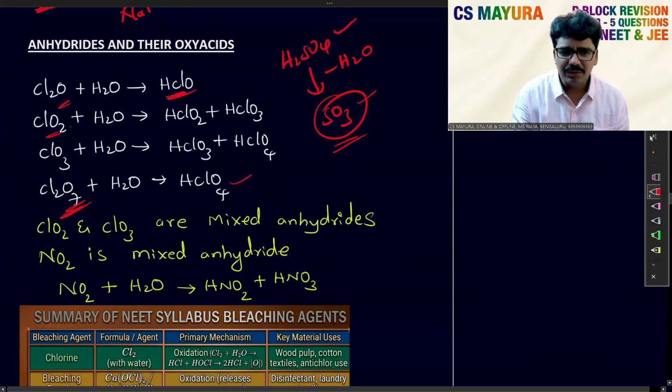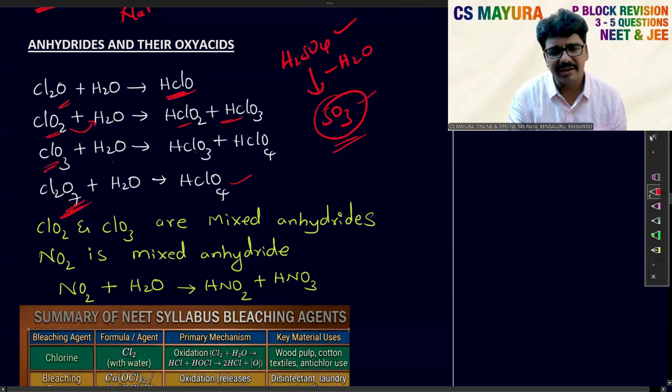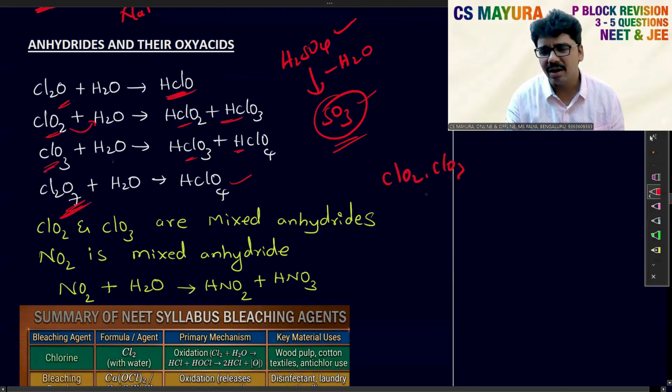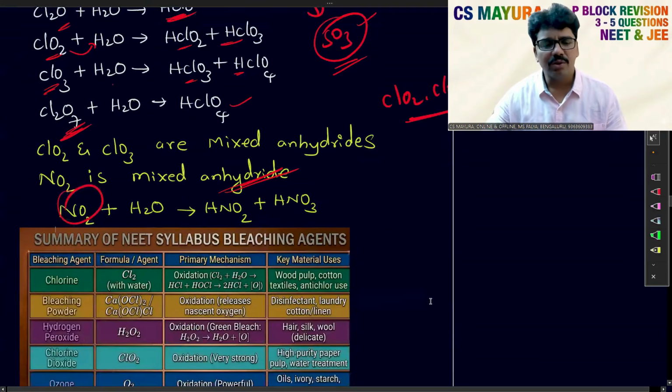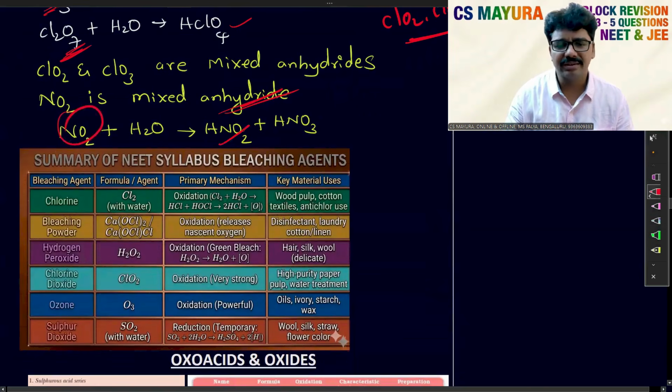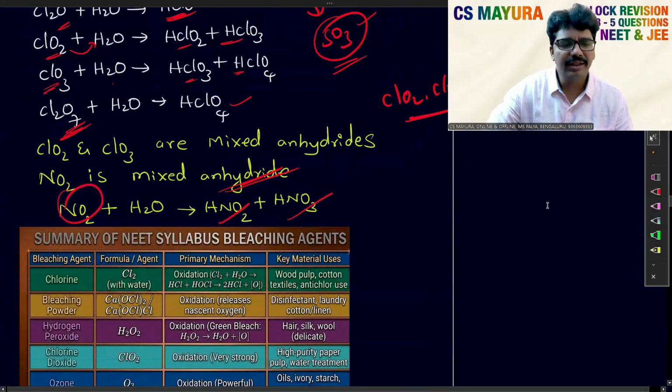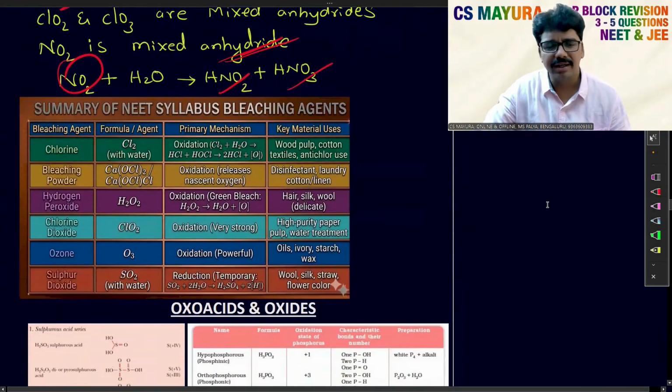But see ClO2. When ClO2 is dissolved in water, two oxoacids are formed. When ClO3 is dissolved in water, two oxoacids are formed. That's why ClO2 and ClO3 are called mixed anhydrides. Whenever an oxide dissolved in water produces two oxoacids, it is called a mixed anhydride. NO2 is also a mixed anhydride. When NO2 is dissolved in water, it produces nitrous acid and nitric acid. So ClO2, ClO3, NO2, all these are mixed anhydrides.